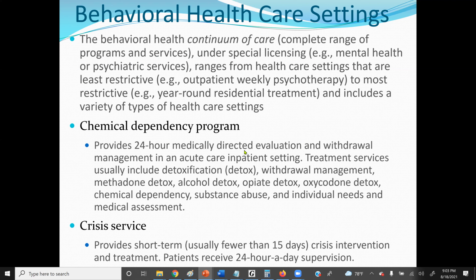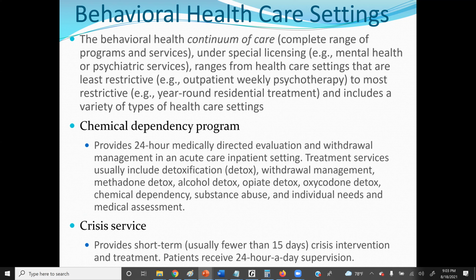This can include different types of healthcare settings. One example is a chemical dependency program. The facility can provide 24-hour medically directed evaluation and withdrawal management in an acute care inpatient setting.